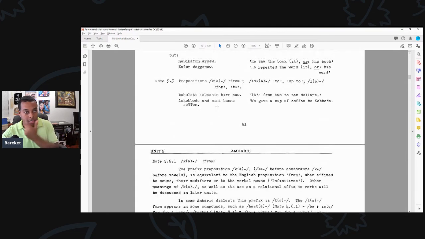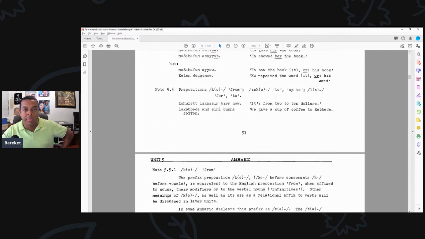As we saw in this example, kahulet iskasa berno, from $2 to $4, or from $2 to $10. So it's from $2 to $10. Kahulet, from $2, iskasar, up to 10 or to 10. The idea is that it's directional. You're going up to a point.